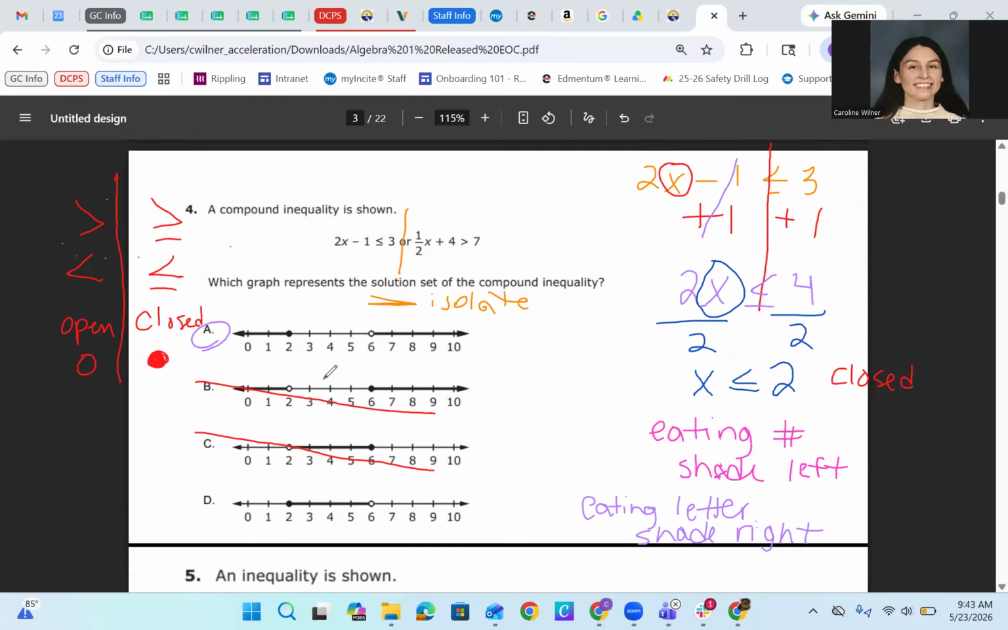For this problem, the benchmark or the standard is MA.912.AR.2.6. Solving inequalities.